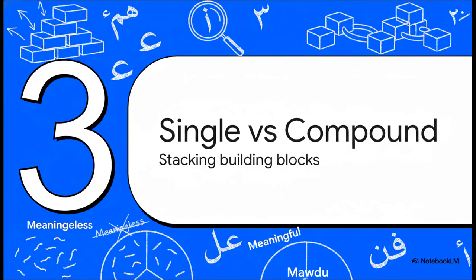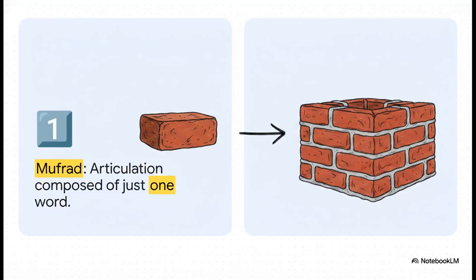Time to start stacking the building blocks. From here on out, we're completely ignoring meaningless sounds. We only care about the meaningful ones. And now we have to ask, how is the word constructed? Well, a meaningful articulation can be mufrad, meaning single. It's composed of just one word, kind of like a single brick. Or it can be murakkab, compound, meaning it's composed of more than one word linked together. Think of that like a wall made of several bricks.